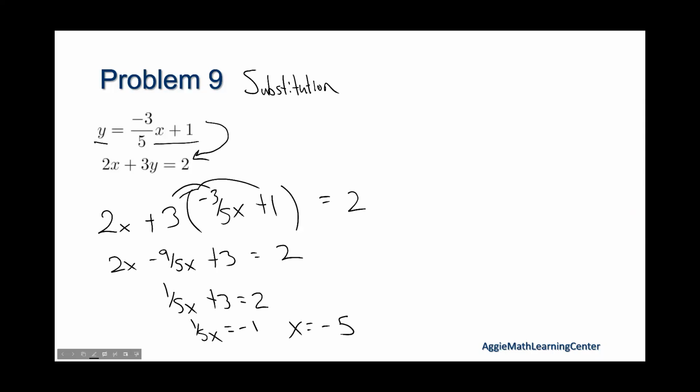Okay, so let's talk through this first part. We substituted in our y value in terms of x into the second equation, and then we distribute our terms through, which gives us 2x minus 9/5 x plus 3 equals 2. 2x is the same as 10/5 x. And when we subtract 9/5 from that, we're going to end up with 1/5.